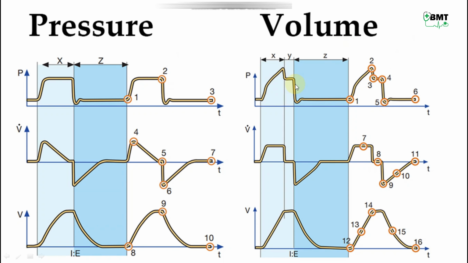And then the expiration begins and it gradually decreases. Now let us consider the pressure graph. Now the question arises why there is no drop in pressure in this graph as you saw in the volume graph. It is because in this we set pressure.